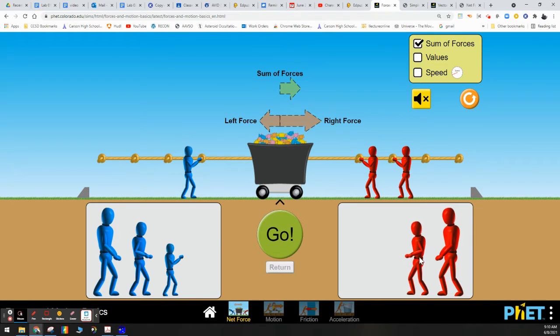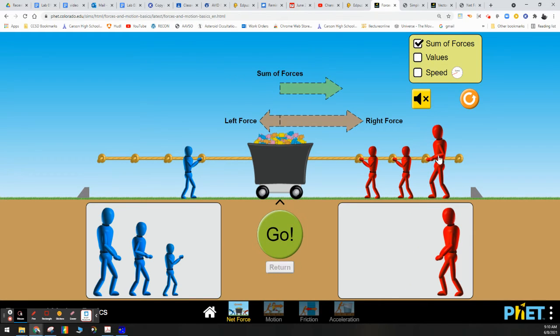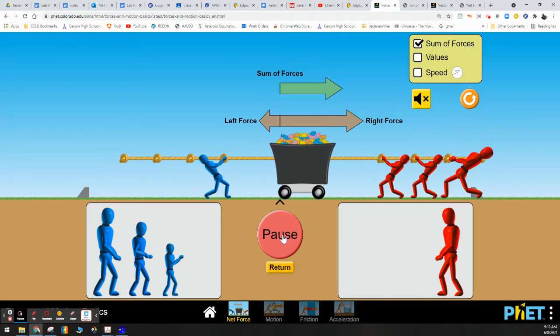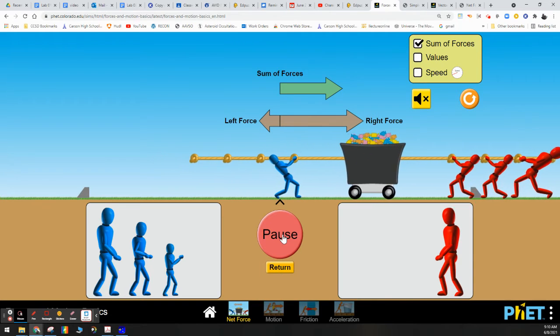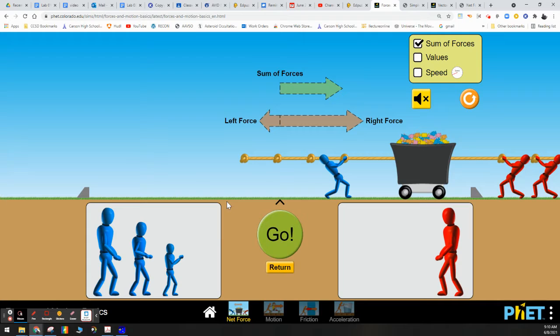Now I'm going to put a third one on here. This guy is a little bit bigger, so we have a bigger force here, and we can see that this arrow is now even bigger. So there's a greater unbalanced force. Let's hit go, and we can see it's now moving a little bit faster. That gives us an idea behind forces, balanced forces, and unbalanced forces.